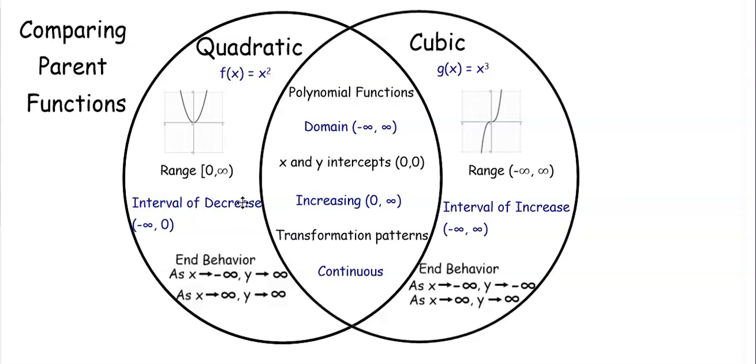Now let's look at some of their differences. The range of a quadratic function does not include any negative numbers. It's just 0 and including 0 to positive infinity, whereas the cubic function, its range is from negative infinity to positive infinity. It's all real numbers.